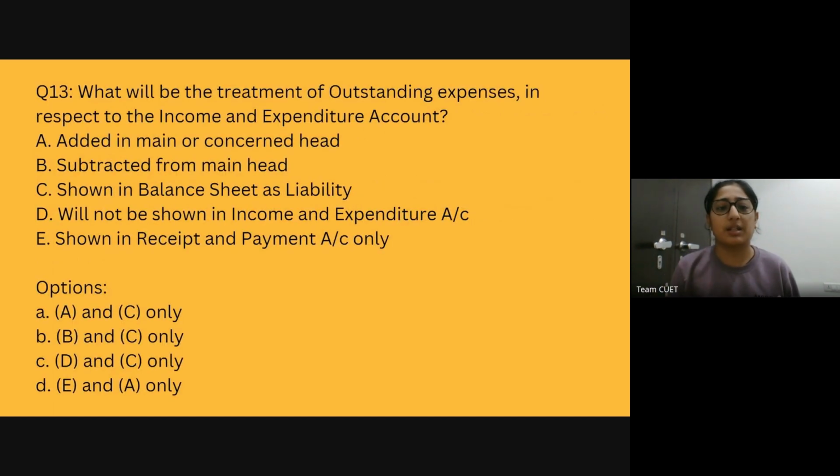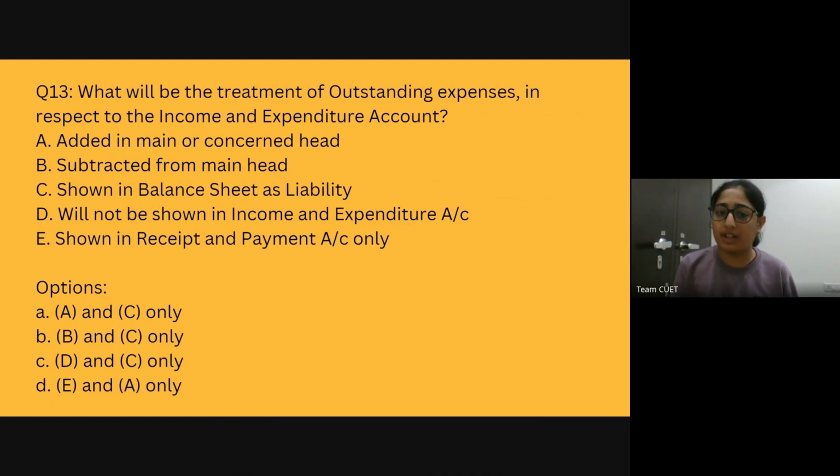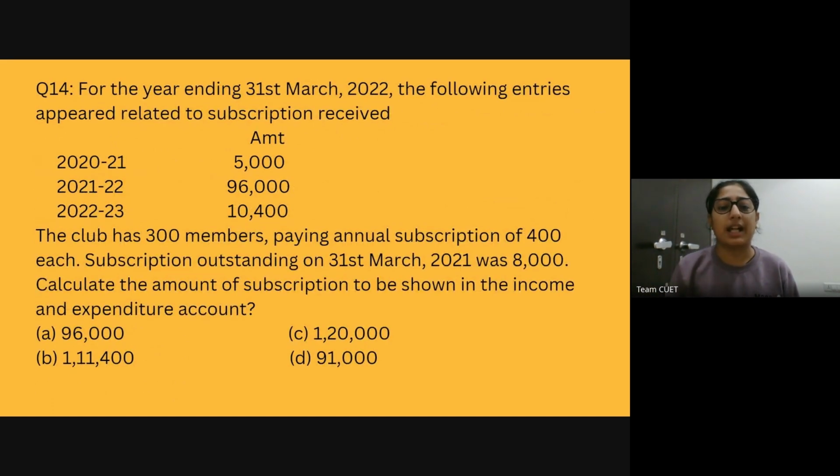Moving further, question number 13. What will be the treatment of outstanding expenses in respect to the income and expenditure account? Are they added in the main or concerned head? Are they subtracted from the main head? Are they shown in the balance sheet as a liability? Will they not be shown in the income and expenditure account? Shown in the receipt and payment account? Since they are outstanding expenses, they are to be accounted for in this year, right? So we will add them. Also, they will be shown as a liability in the balance sheet. So the answer to this question is option A and C only. Hope you understood.